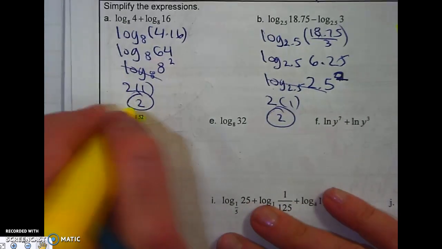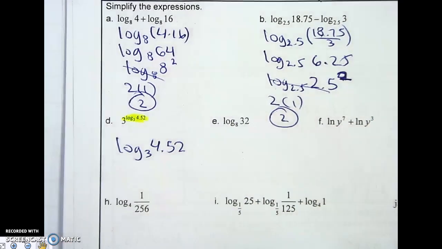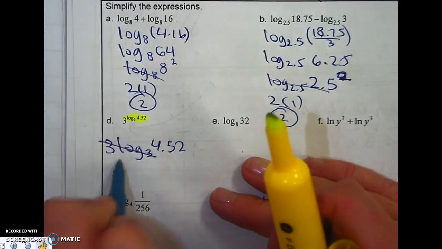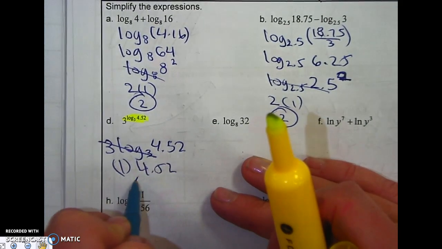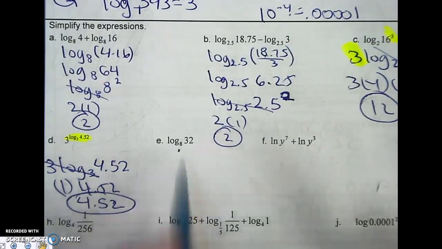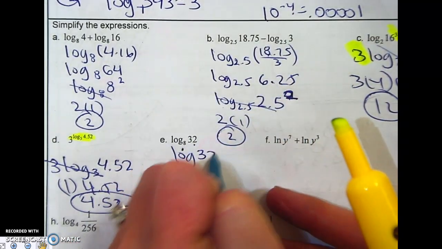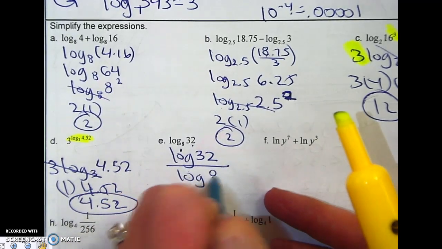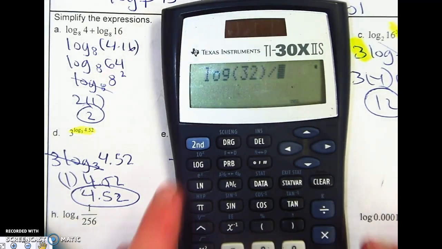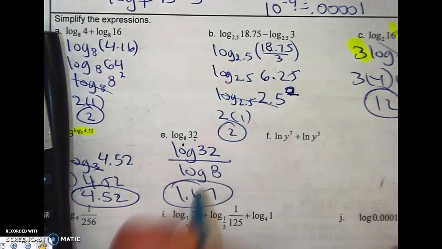This one, little turns big. Okay. And then if I have 3, log 3, then they cancel each other. 1 times 4.52 is 4.52. Okay. Now the problem with this one is that I can't make that base be 8. So that's when I have to do that rule, the log of the big over the log of the base. And then I plug it into my calculator. Log of 32 divided by the log of 8. And I round to the nearest hundredth, 1.67.